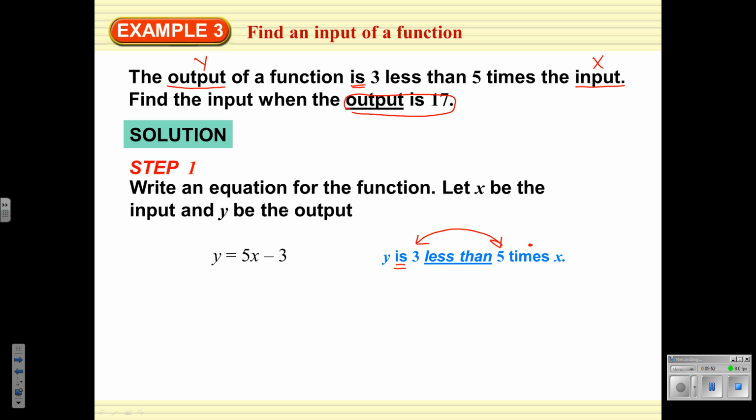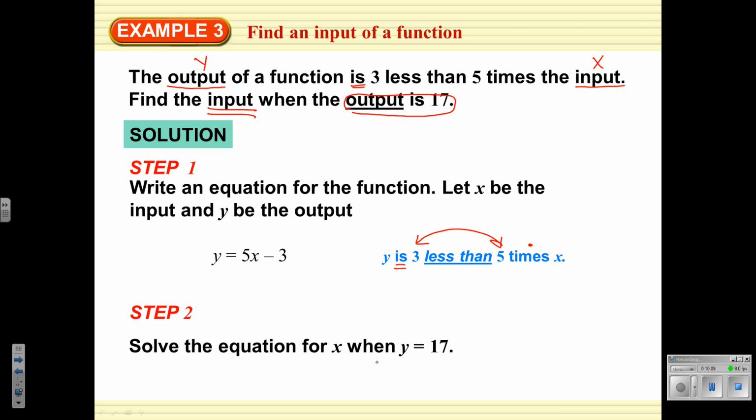So we've written it. Now we have two variables. We can't solve an equation necessarily with two variables. You can't solve for x if you have a y. But it says, find the x when the output is 17. So we're going to substitute 17 in for y because we want to find what x will be when y is 17. So step 3, we're going to write our original function, y equals 5x minus 3. We are going to substitute 17 in for y, and now we have a simple two-step equation. So we're going to add 3 to both sides.